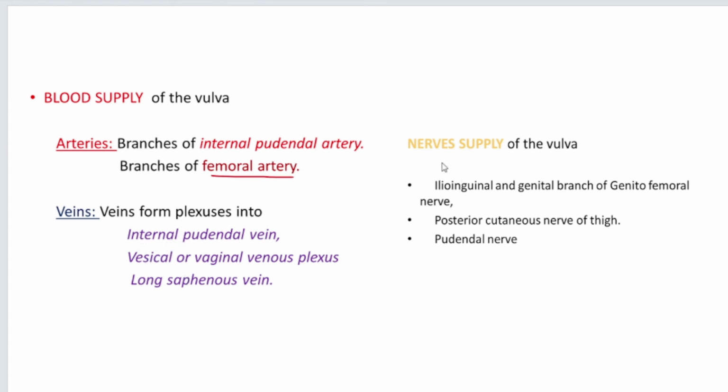And nerve supply, if you see, ilioinguinal and genital branch of the genitofemoral nerve, please remember, posterior cutaneous nerve of thigh and pudendal nerve. In exams, they may ask these three as options and a fourth one, all of the above. So please remember all the points.